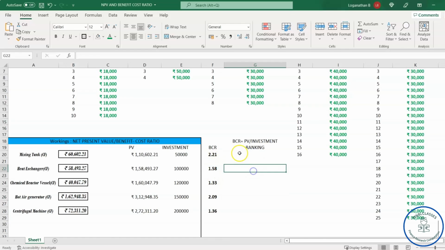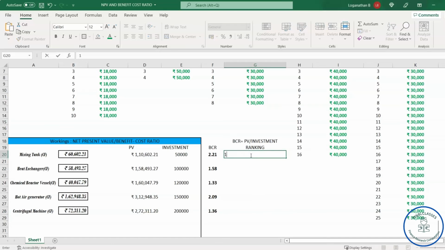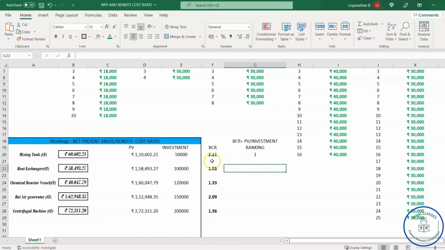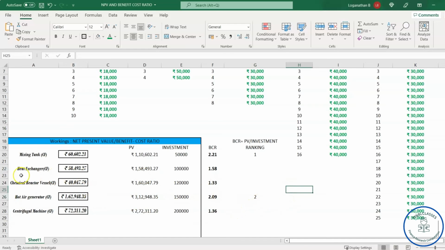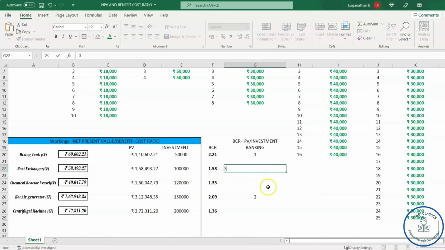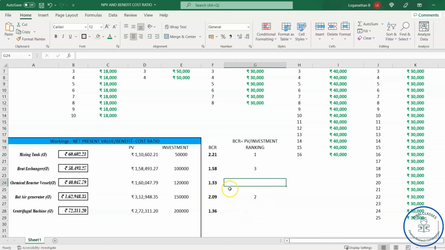So in this case we can do the ranking over here. The first rank that we can give is to the highest BCR, and the second rank we can give for 2.09 for hot air generator. Then the third rank we can give for the heat exchanger, which comes to 1.58, third rank. Then for fourth rank we go for centrifugal machine, and the fifth rank that we'll be giving for chemical reactor vessel.